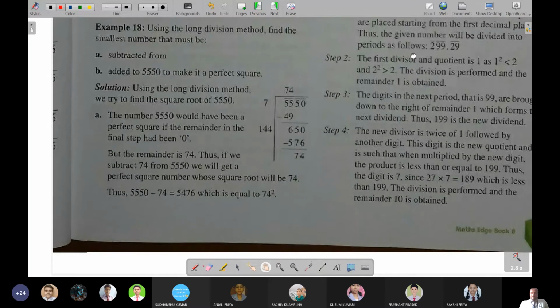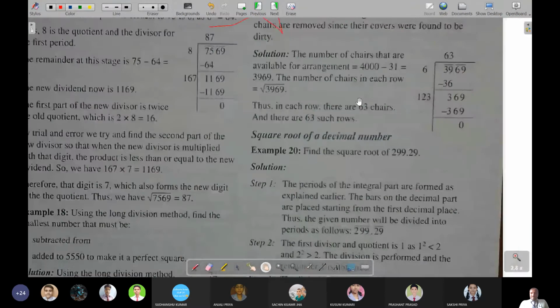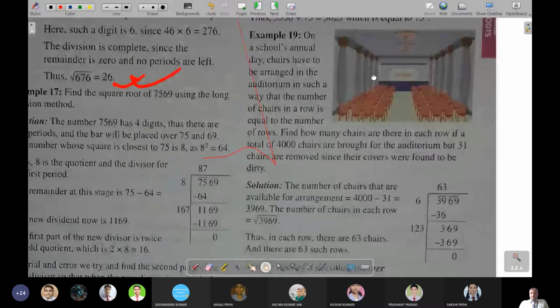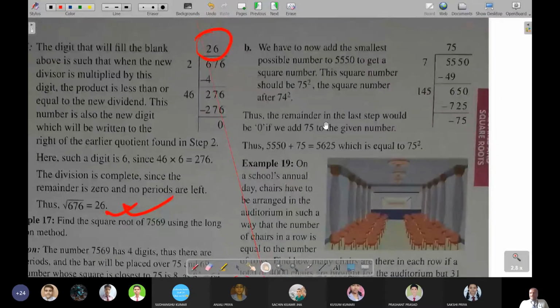Like over here, if you will see, it has been done over here, I think. The bigger number is 75. Greater than that, 75 is there. So we will be finding 75 square, of course, by multiplying.